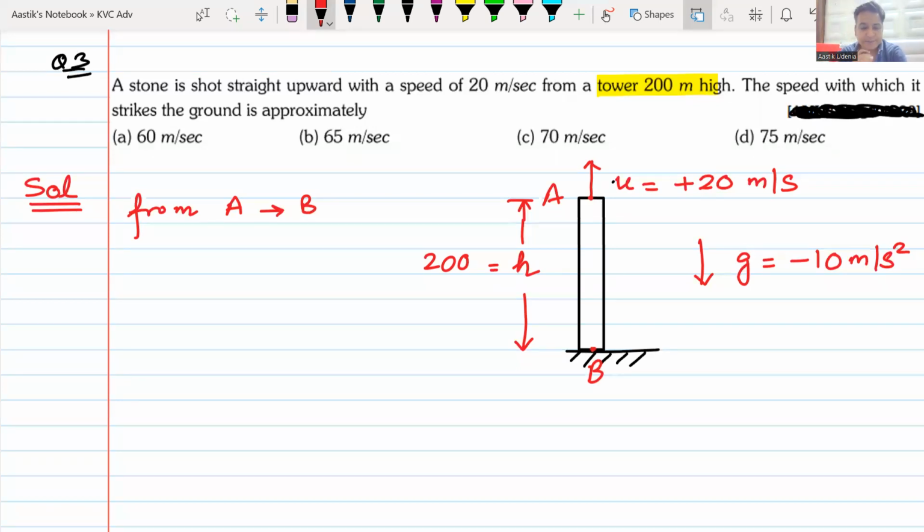From A to B. Raising hands will give me more confidence. From A to B, my dear friends.